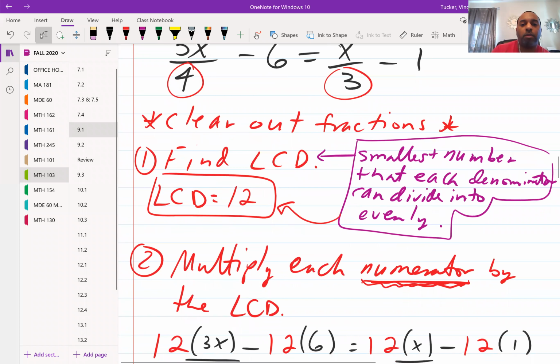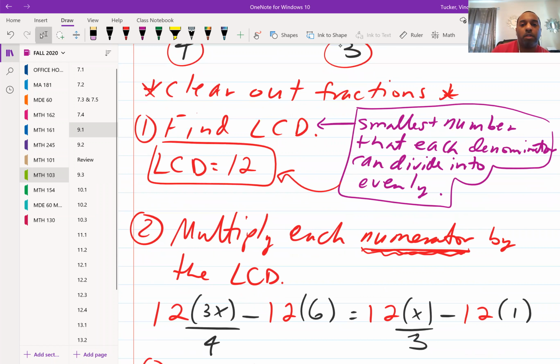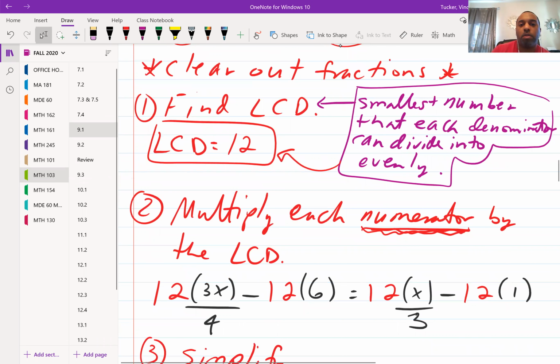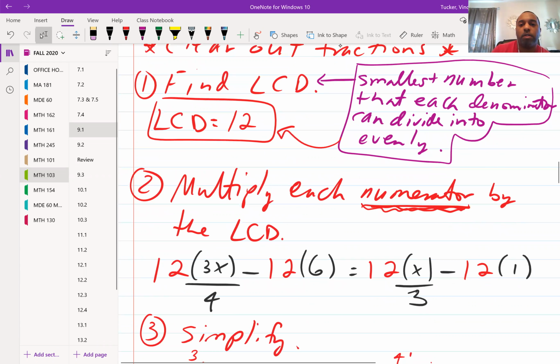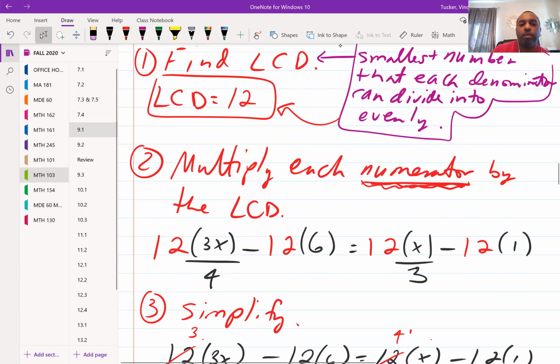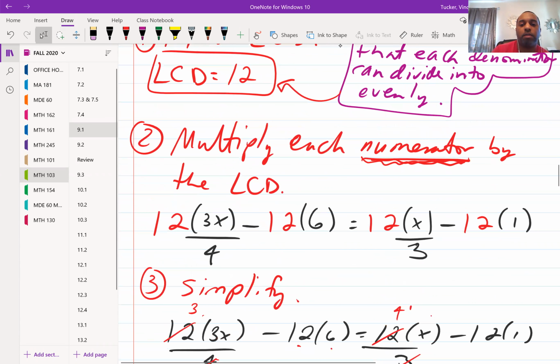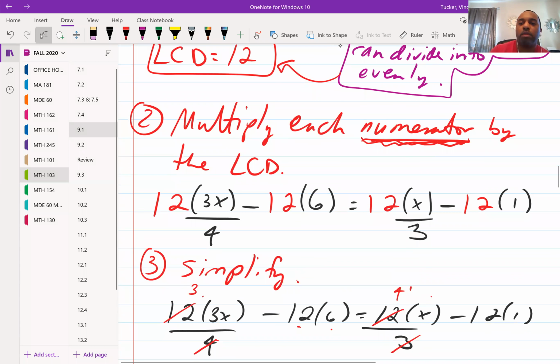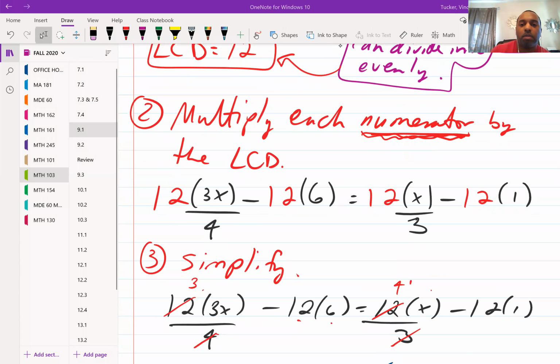All right, let me scroll up. I don't know how far I can go up. Just let me know if I go up too far. Oh yeah, no problem. Not a problem at all.